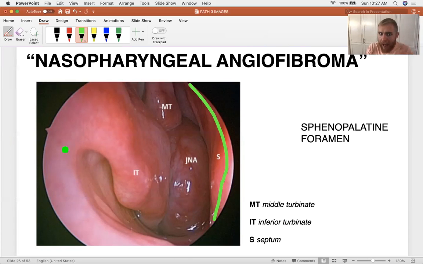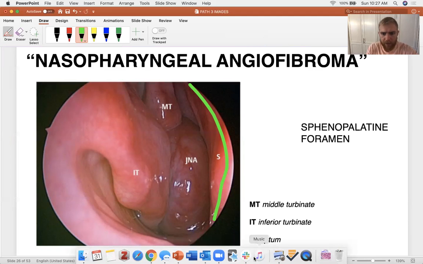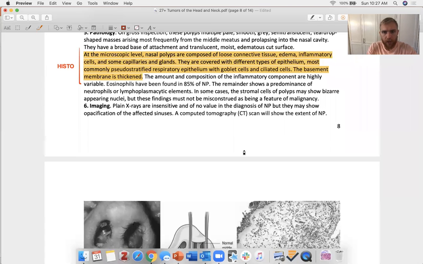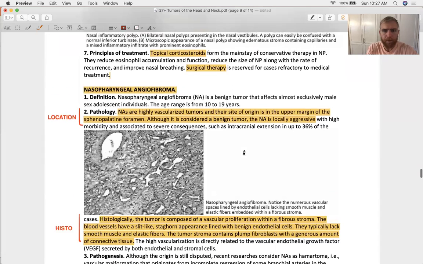They prolapse or grow through holes and protrude into the nasal cavity, although some of them we're going to see do grow from the surface of this nasal mucosa. So let's get back to the text and discuss this nasopharyngeal angiofibroma quickly.